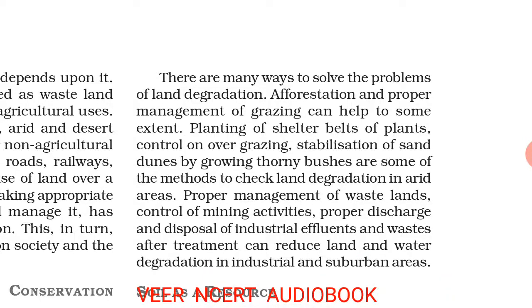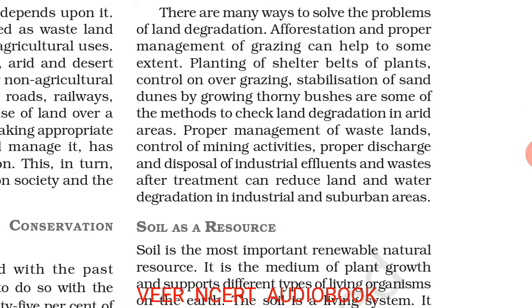There are many ways to solve the problems of land degradation. Afforestation and proper management of grazing can help to some extent. Planting of shelter belts of plants, control on overgrazing, stabilization of sand dunes by growing thorny bushes are some of the methods to check land degradation in arid areas. Proper management of wastelands, control of mining activities, proper discharge and disposal of industrial effluents and wastes after treatment can reduce land and water degradation in industrial and suburban areas.